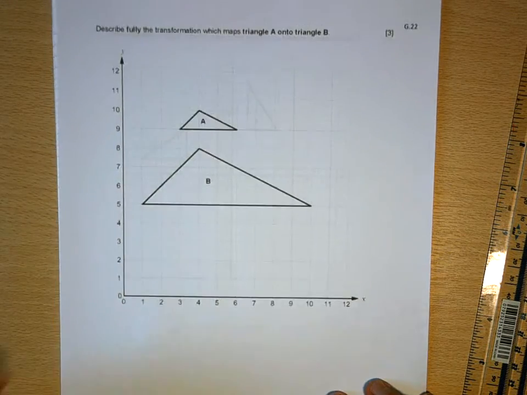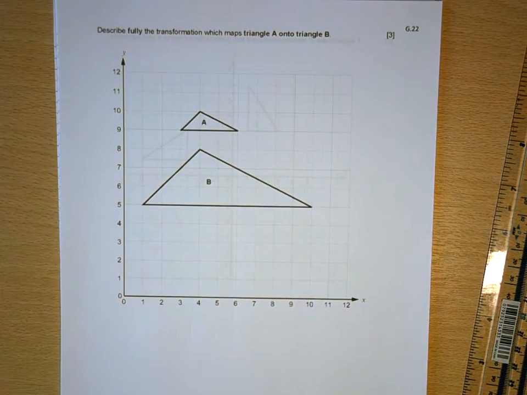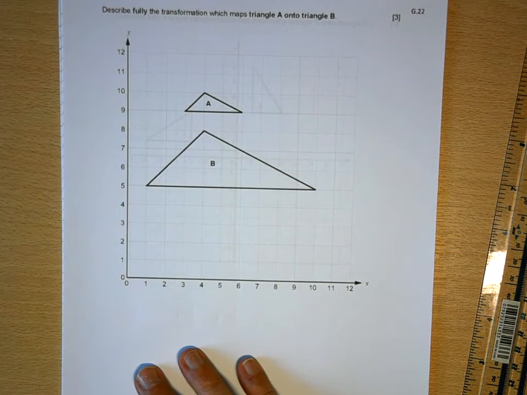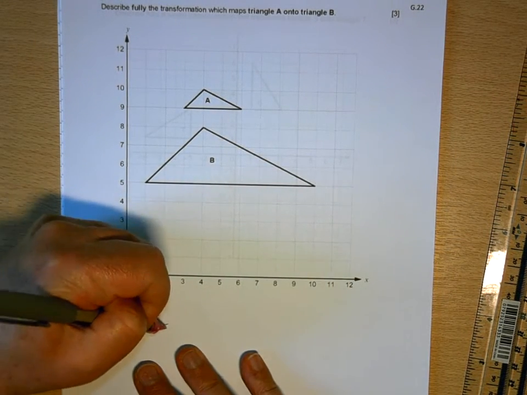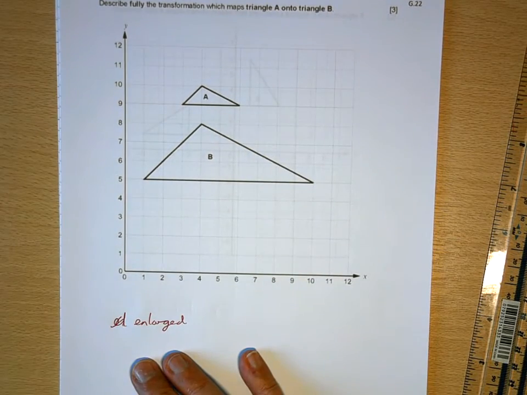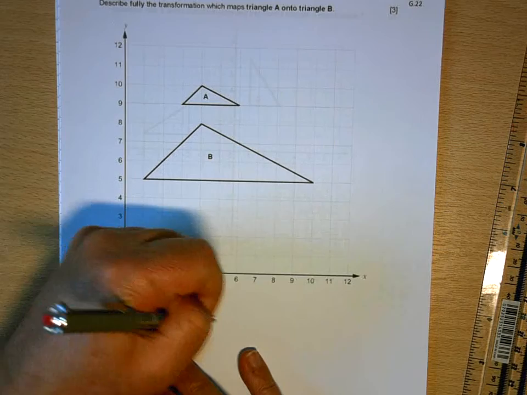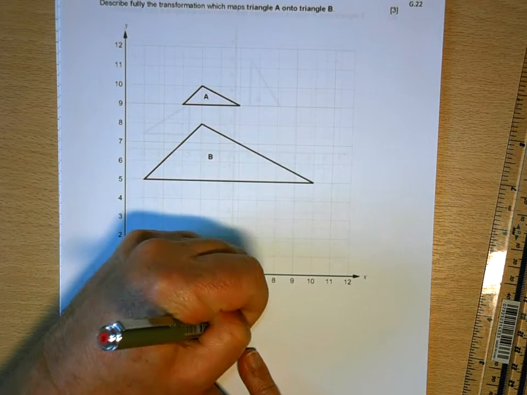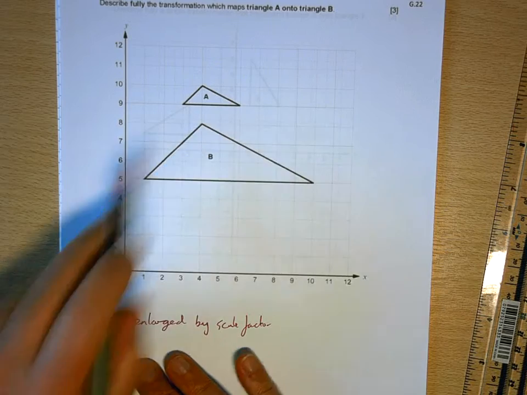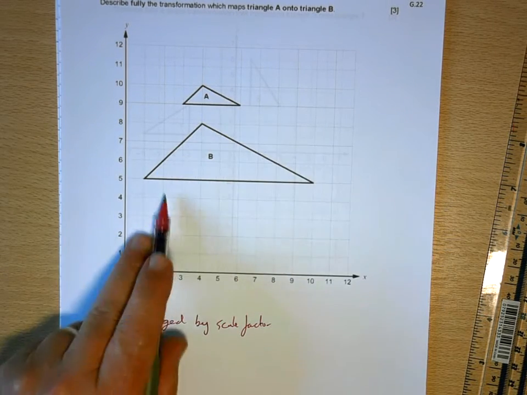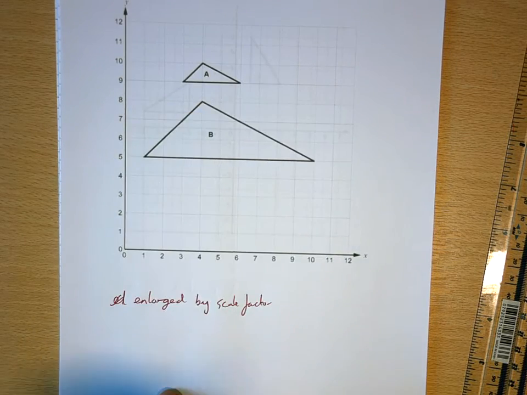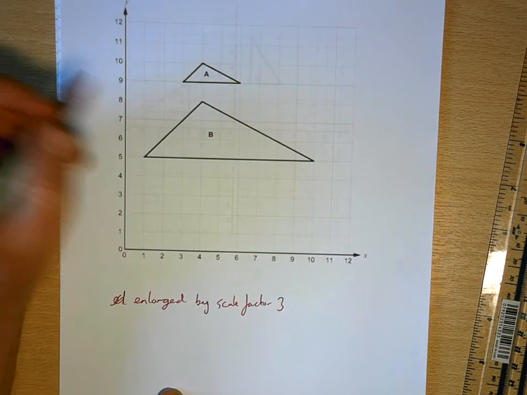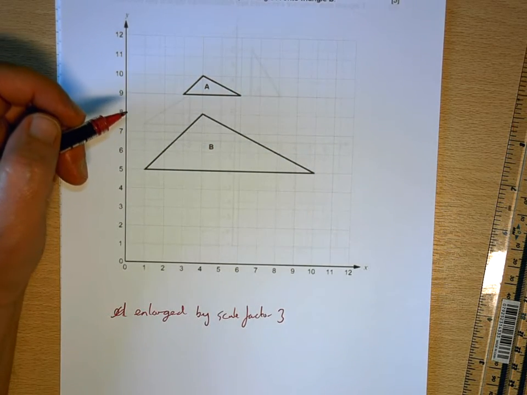Describe fully the transformation which maps triangle A onto triangle B. Okay, well clearly it's changed size, so it's enlarged. So if something's been enlarged, we need the scale factor. Let's use the horizontal one. The original is 3. The enlargement is 9. 3 times as big. Then I need to know where the center of that enlargement has taken place.